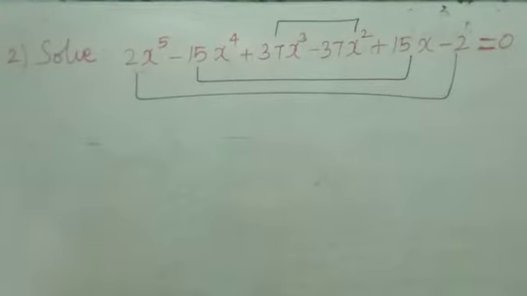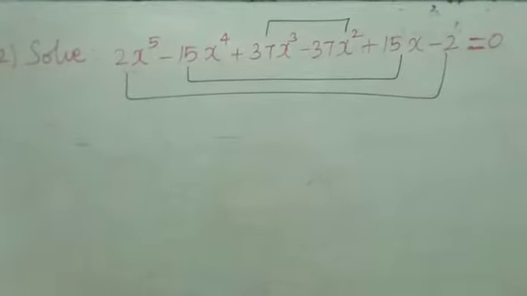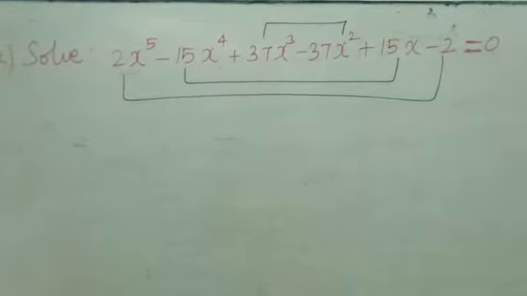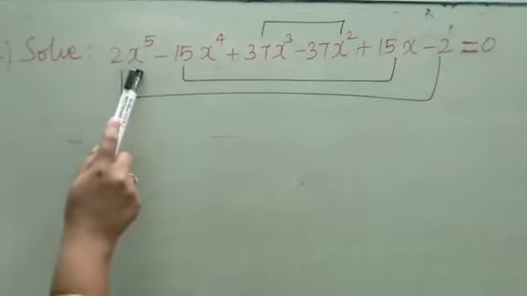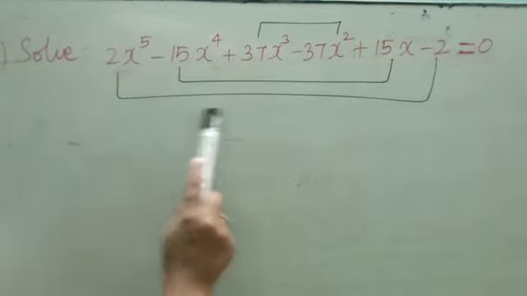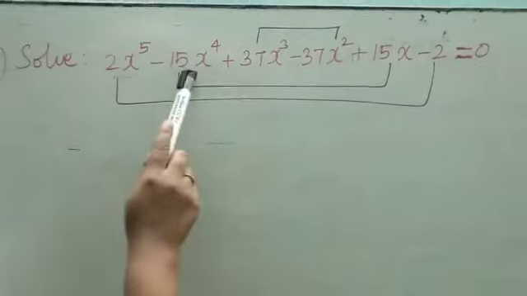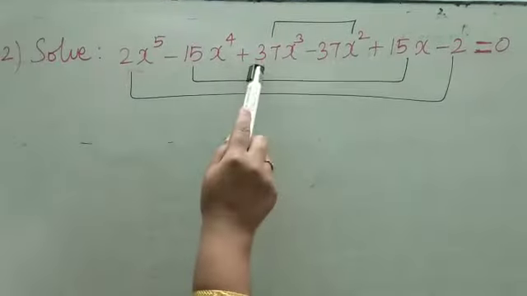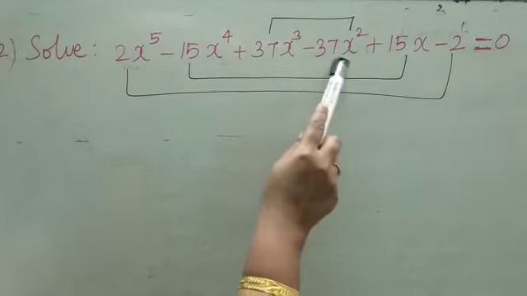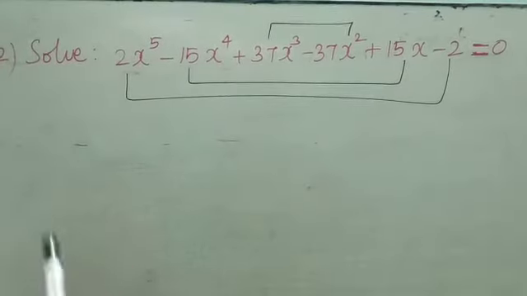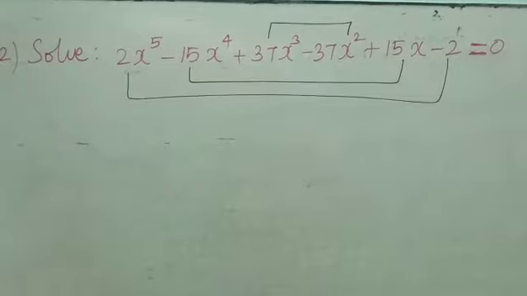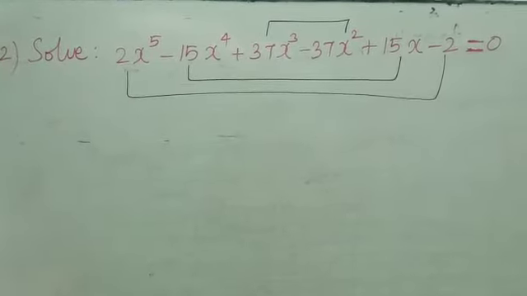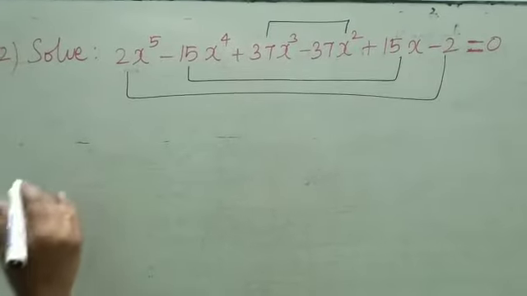Okay, now we see the second example sum. This is a reciprocal equation of odd degree and different sign. Look at the coefficient of x power 5, that is plus 2, and the last term is minus 2, and the coefficient of x power 4 is minus 15, coefficient of x is plus 15, coefficient of x cube is plus 37, coefficient of x square is minus 37. Therefore, the degree of the equation is odd and the signs of the first coefficient and last coefficient are opposite. Therefore, x equal to 1 is a root.